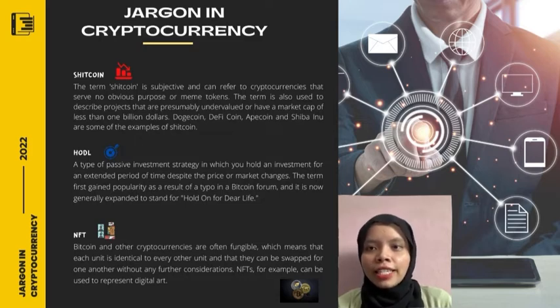And the last one is NFT. Bitcoin and other cryptocurrencies are often fungible, which means that each unit is identical to every other unit and that they can be swapped for one another without any further consideration.